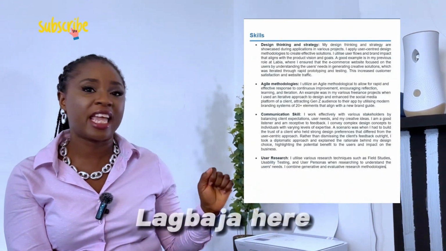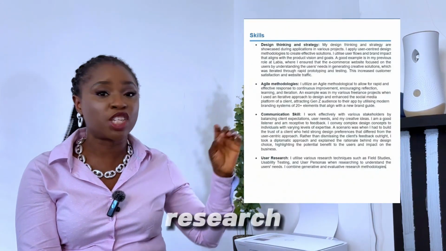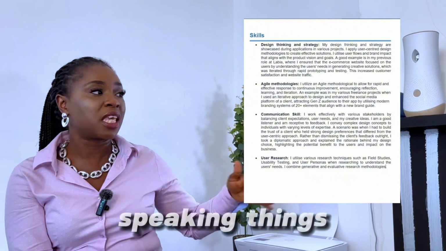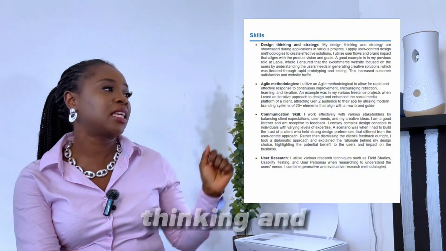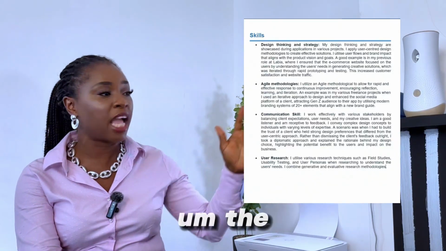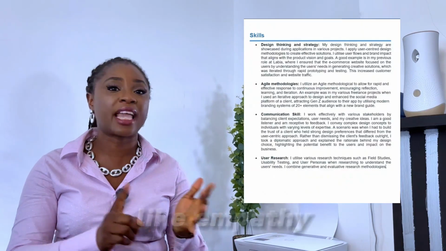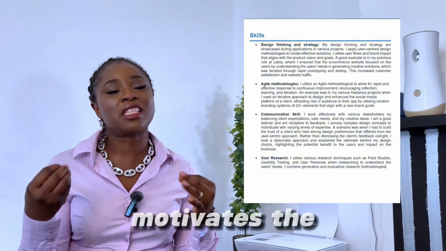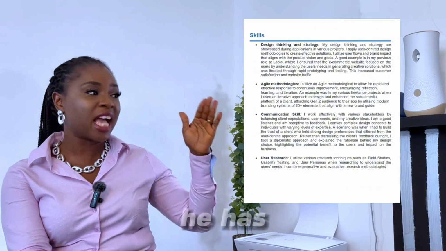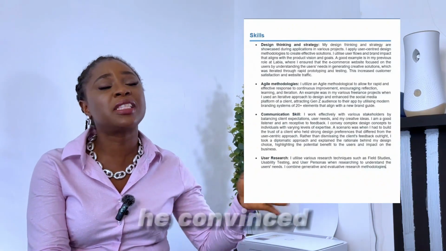So Mr. Lagbaja here is picking things like communication. He's picking things like research, user research. He's picking things like that. And he's also picking the hard skills like the design thinking and strategy. He's picking the agile methodology. There are so many other soft skills that you can pick from, things like empathy, because as a UI UX designer, you want to understand what motivates the users. So for Mr. Lagbaja, when he was talking about communication, he talked about when he convinced a client.